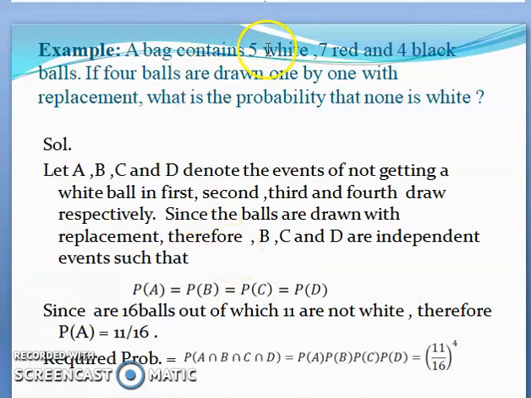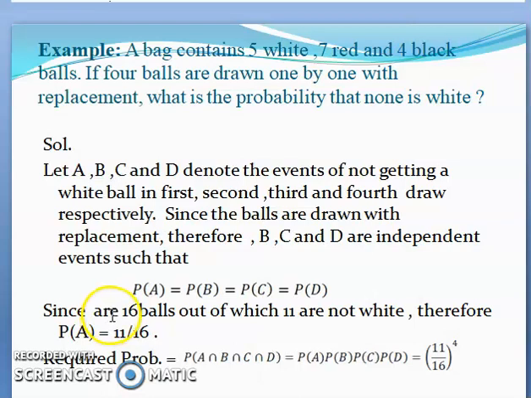A bag contains 5 white, 7 red and 4 black balls. If 4 balls are drawn one by one with replacement, what is the probability that none is white? Solution. Let A, B, C, D denote the events of not getting a white ball in the first, second, third, and fourth draw respectively. Since the balls are drawn with replacement, A, B, C, D are independent events such that probability of A equals probability of B equals probability of C equals probability of D, all are equal.